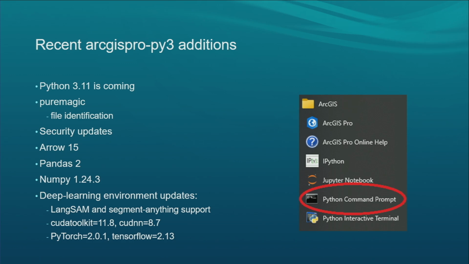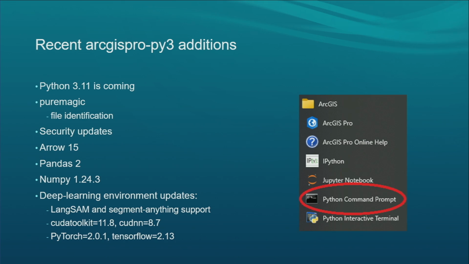And also Python 3.11 is coming. This will be in our next ArcGIS Pro that we ship. And with that, we're having some big updates to some of our core packages, like Arrow. Just a couple of releases ago, I think we were on Arrow 1, Arrow 2, Arrow 3. Now we're shipping Arrow 15. As well, we've upgraded to modern Pandas 2, NumPy 1.24.